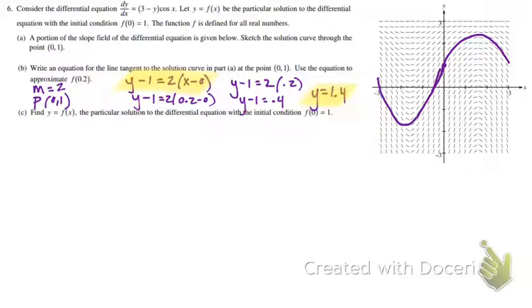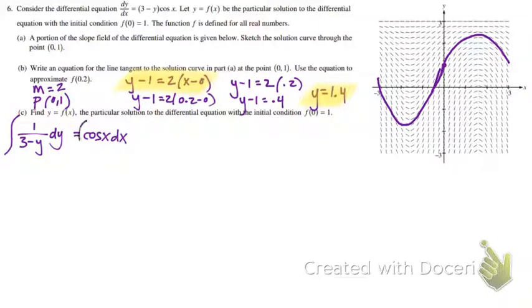And last but not least, it says let y equal f of x be the particular solution to the differential equation with the initial condition f of 0 equals 1. Find that particular solution. So, step 1, separate the variables. The 3 minus y needs to be moved over to this side, so I'm going to divide the 3 minus y over there on the left, and then dx needs to be multiplied. So this is 1 over (3 minus y) dy is equal to cosine of x dx.